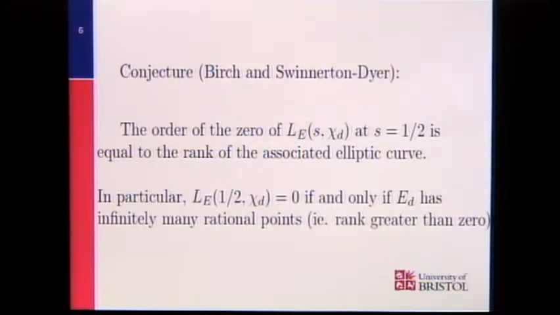And in particular, the L function at 1/2 is 0 only if the elliptic curve has infinitely many rational points, which means the rank is greater than 0. So by counting the number of L functions which are 0 at the point 1/2, we can count the number of curves in the family that have rank greater than 0. And random matrix theory, through the eigenvalue statistics, tells us something about zero statistics of these L functions. So the hope is that maybe we could use that connection to say something about the distribution of ranks.